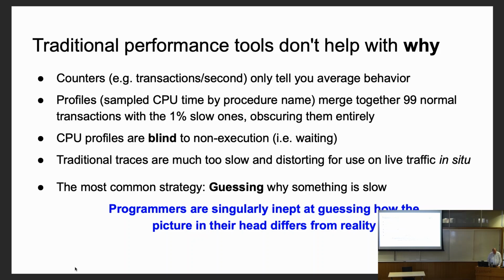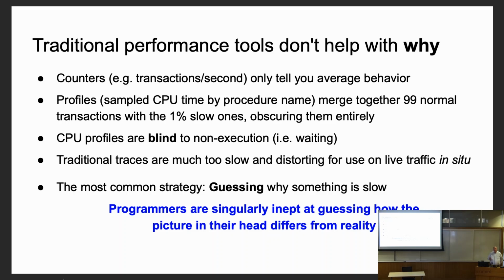They're also blind. CPU profiles are completely blind to not executing. And an awful lot of transaction work involves waiting for something else. And if the picture in your head of what you're waiting for and the reality of what you're waiting for are totally different, you can't explain why it's so slow, because it's waiting on something you don't understand. And traditional traces, where you trace everything that's happening, are much too slow to use in like live data centers or in live vehicle control.